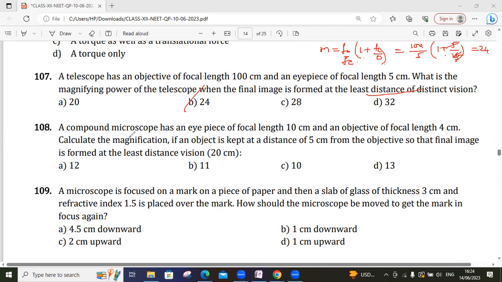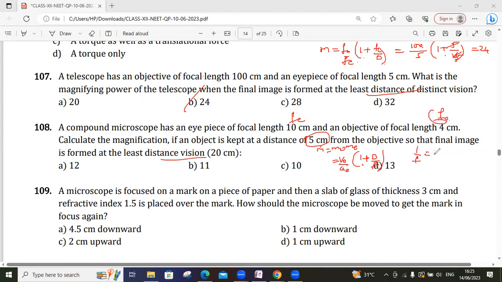Then compound 108. The compound microscope has an eyepiece of focal length 10 and objective 4. This is Fe, this is Fo. Calculate the magnification if an object is kept at a distance of 5 centimeter from the objective so that the final image is formed at near point. So magnification is magnification due to objective and eyepiece. From eyepiece, it is, for a microscope, 1 plus d by f if the image is formed at near point. And for objective it will be v by u, lens. They are given u, they are given f for objective.